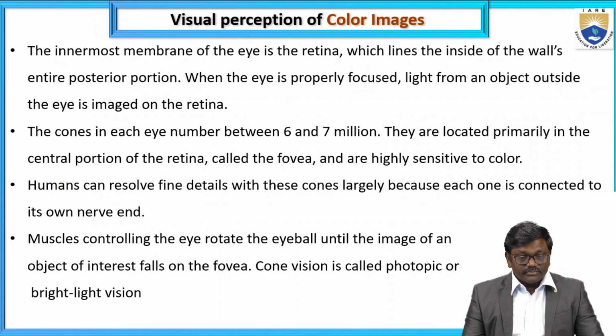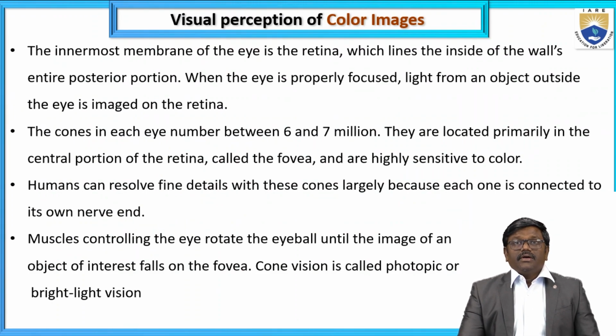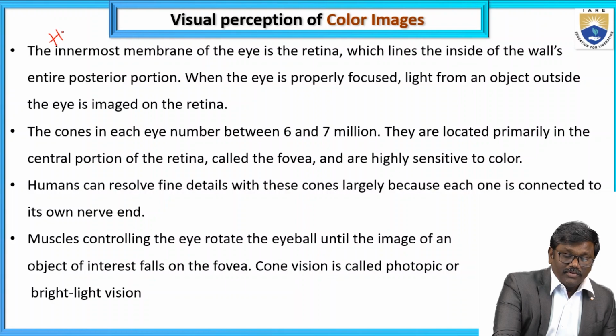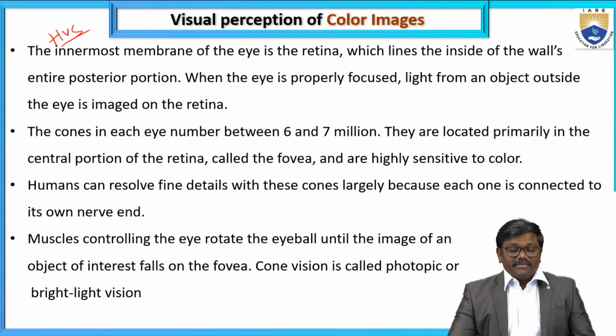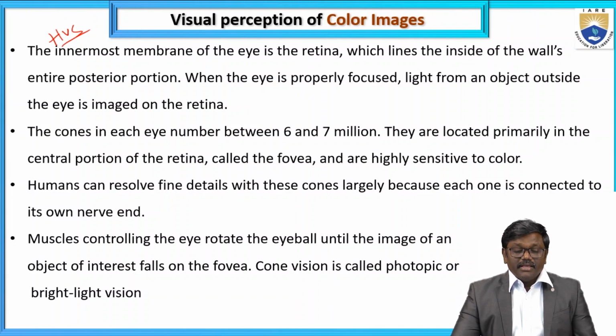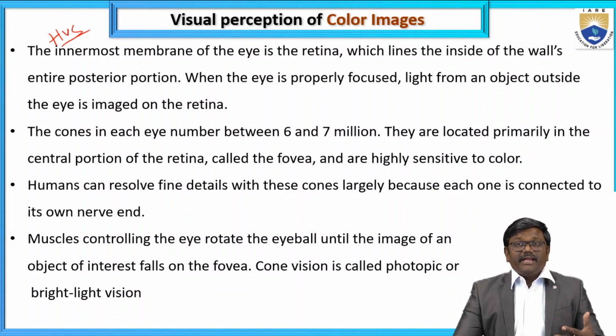So for the visual perception of color images, we can also concentrate on how the human visual system works. The innermost membrane of the eye is the retina, which lines the inside of the wall's entire posterior portion. When the eye is properly focused, light from an object outside the eye is imaged on the retina.